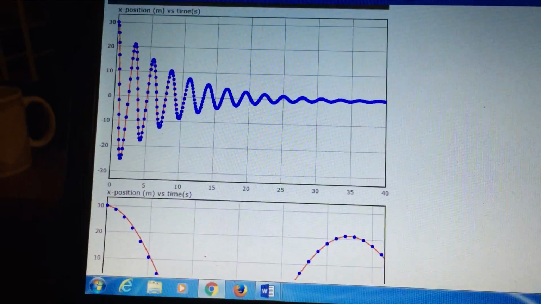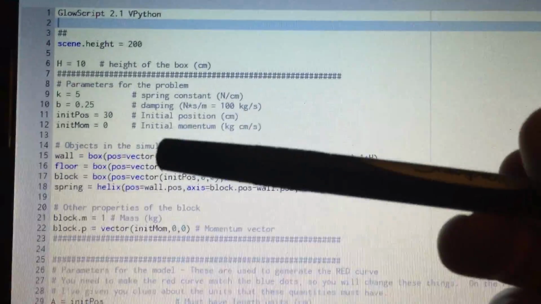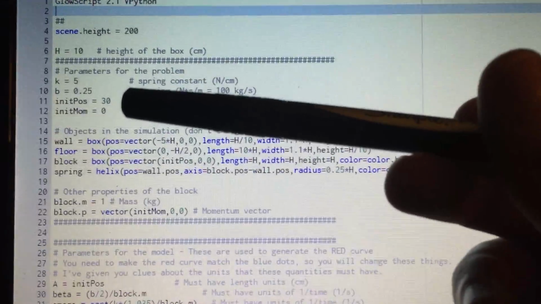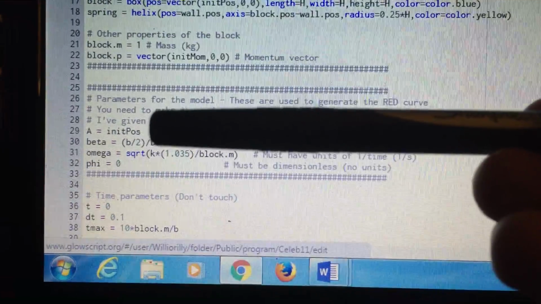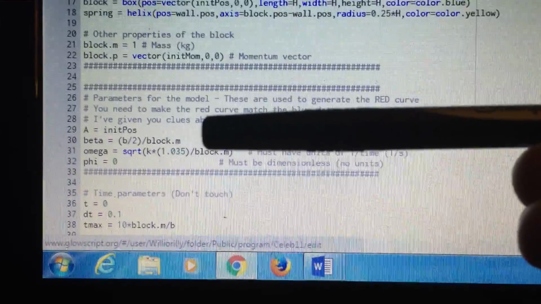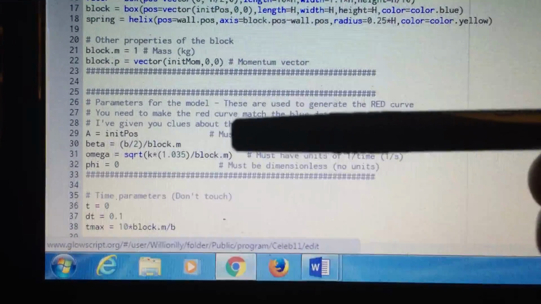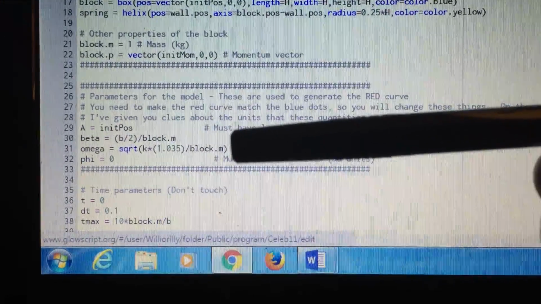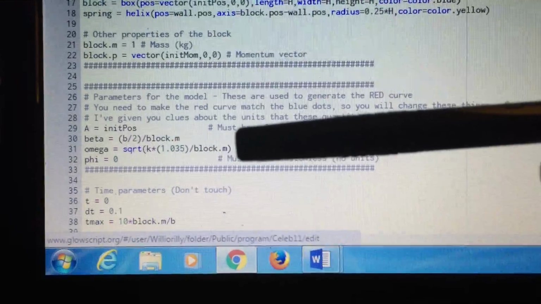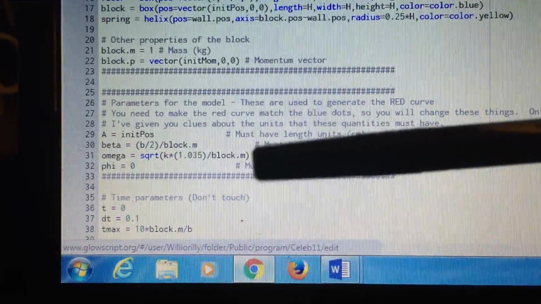For the first scenario, where we measured it from having an initial position of 30 and an initial momentum of 0, we found that the A coefficient was equal to the initial x position. The beta coefficient was equal to the dampening coefficient divided by 2 all over the mass of the block. The omega was equal to the square root of the spring constant times 1.035 all divided by the mass of the block, and the phi value remains 0.